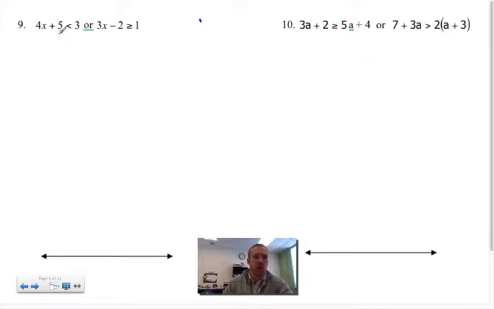Some compound inequalities. So I'm going to solve each one of these just like I did the previous ones. Then when I graph the compound inequality, I have to take into account the truth of each statement.